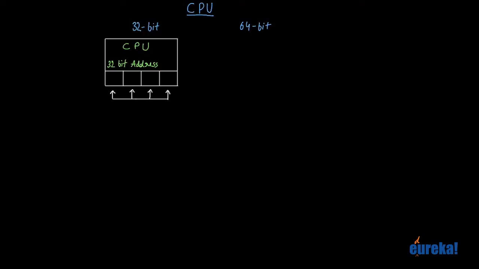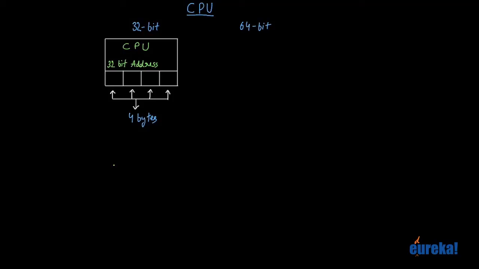32 bits means 4 bytes. So we have about 4 bytes in our CPU to store some address location which is in memory. Now what is the purpose of these 4 bytes? To understand this, we need to understand some basics about bits.